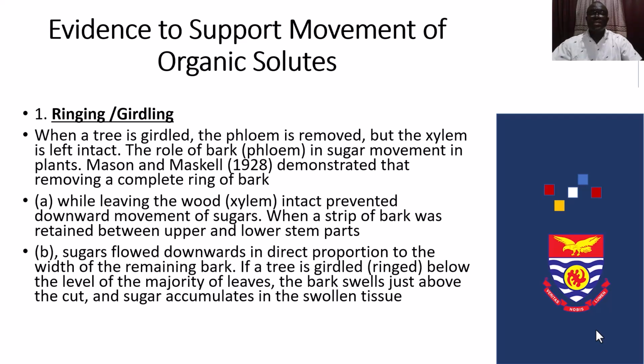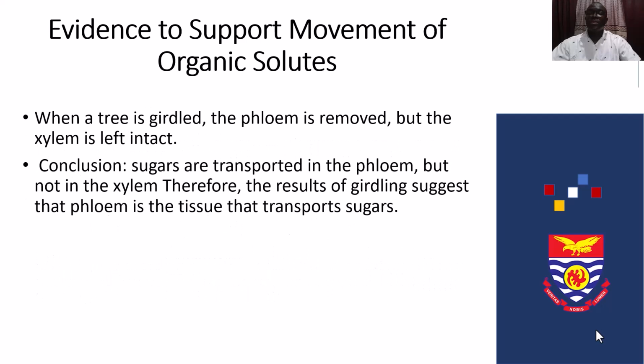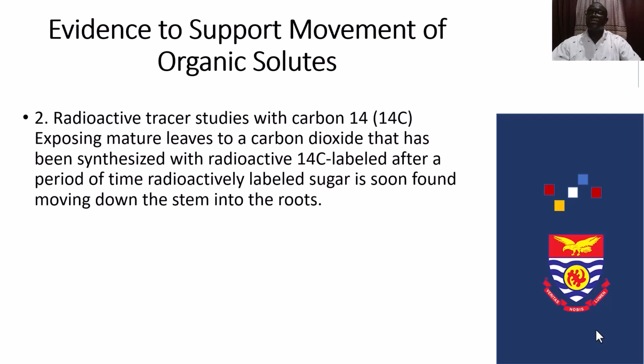If a tree is girdled or ringed below the level of the majority of leaves, the bark swells just above the cut and sugar accumulates in the swollen tissue. So when a tree is girdled, the phloem is removed, but the xylem is left intact. In conclusion, sugars are transported in the phloem, but not in the xylem. Therefore, the result of girdling suggests that phloem is the tissue that transports sugars.